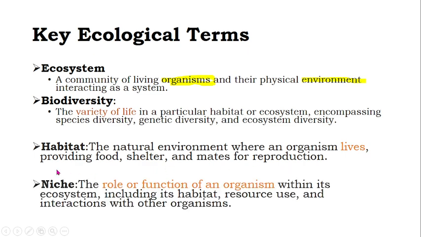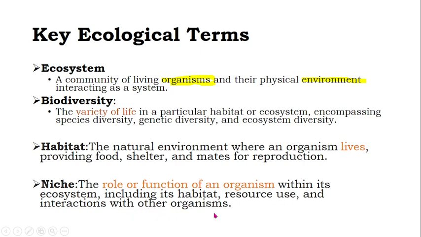Let's have a look at another very important term, which is called the niche. You know, in the forest, we say that the lion is umwami w'ishyamba. Usually, some organisms have a unique role in their ecosystem. That is the role or function of the organism within the ecosystem. The role played by an organism in an ecosystem is called niche, umwami w'ishyamba. That is an example.